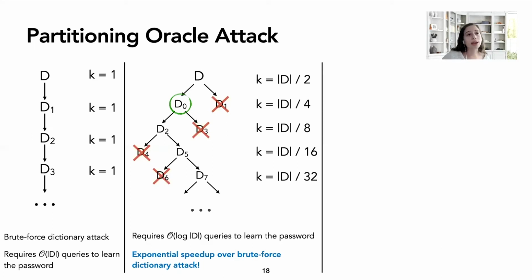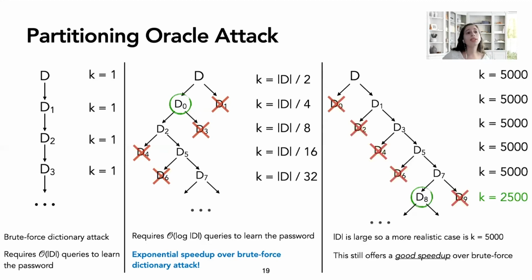Of course, password dictionaries can be extremely large, and it might not be practical to make such a query. But if we consider a more practical value, such as k equals 5,000, we see that for each query, the attacker can still eliminate 5,000 passwords every time until the attacker reaches the correct set of 5,000 passwords, after which the attacker can proceed with the binary search-like technique. This case still offers a good speedup over brute force.